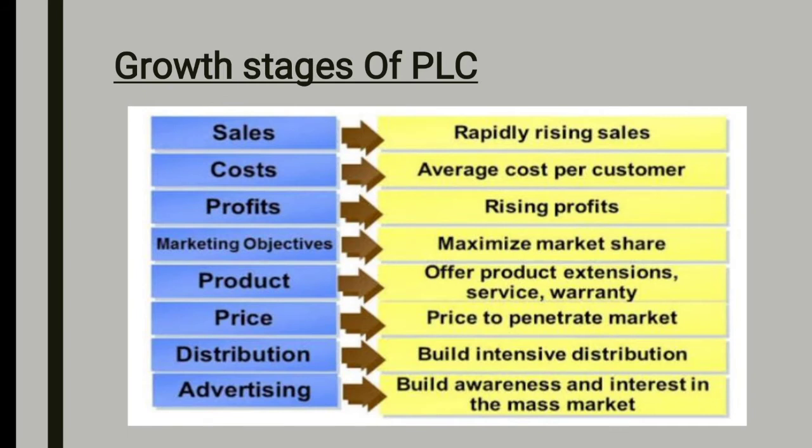Then the growth stage of the product life cycle: sales rise rapidly. The cost is at the average cost per customer, and then the profit rises. The marketing objective is to maximize market share, and the product offers product extensions, service and warranty. The price is set to penetrate the market, distribution becomes intensive, and advertising builds awareness and interest in the mass market.